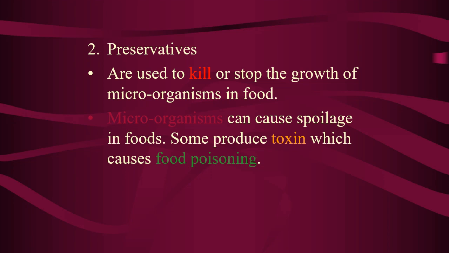In this video, I'm going to talk about the second class of food additive, which is the preservative. The main function of a preservative is to kill or stop the growth of microorganisms in food, which can cause spoilage in foods. Some of the microorganisms can even produce toxin, which can cause food poisoning.